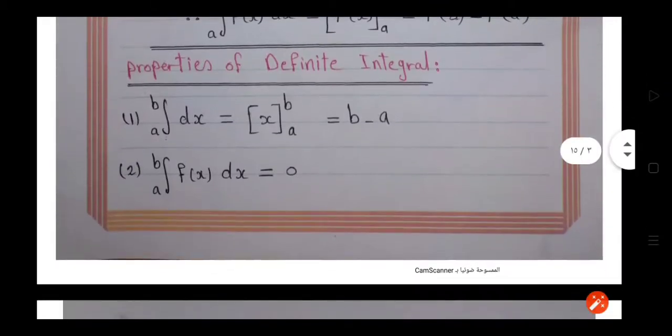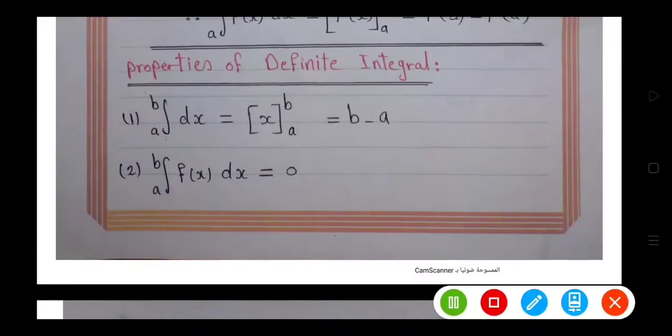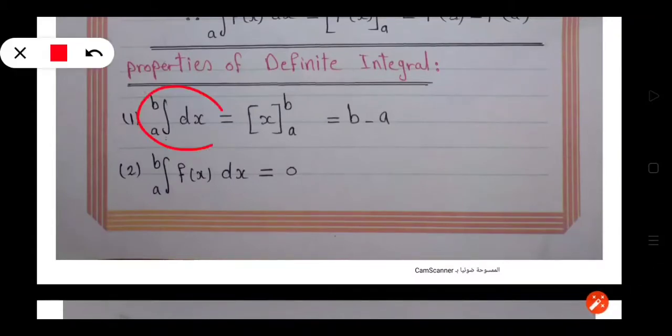Some properties of definite integral. First, definite integral from a to b of dx equals, we have two steps. First, we should find the integration. Integration of dx is x with the same limits from a to b. Using substitution, upper limit minus lower limit, put x by b, it's b, and put x by a, that's a, so it equals b minus a.